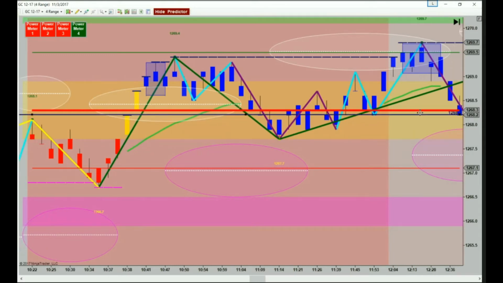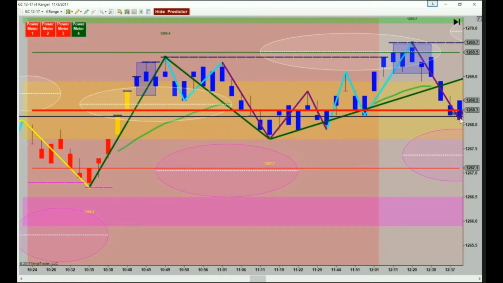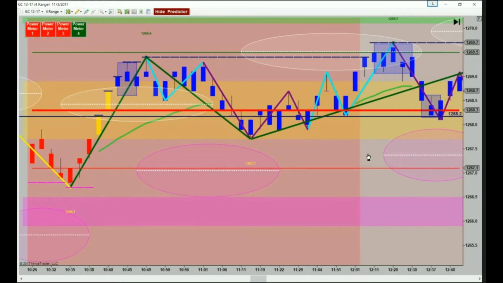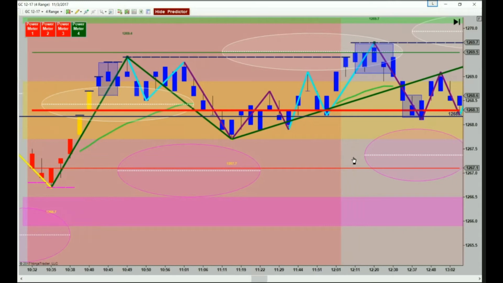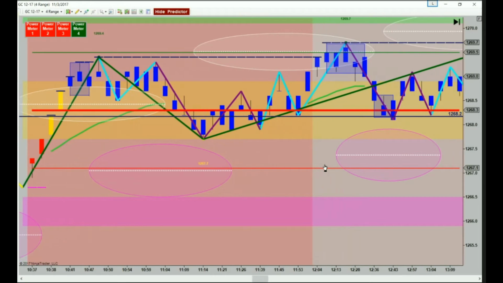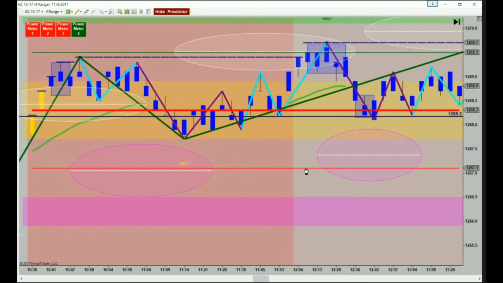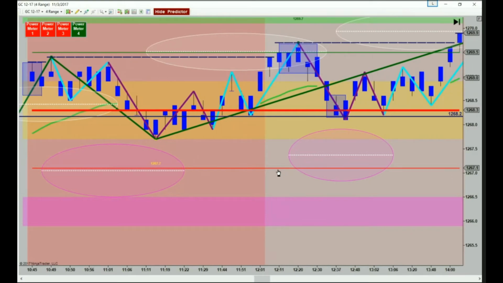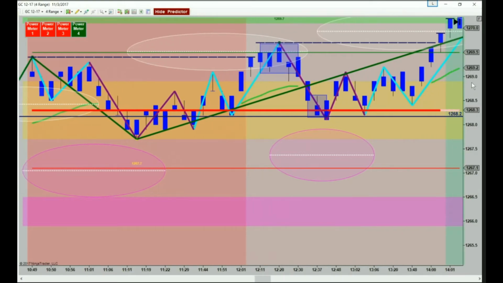That's support. Okay, that's a little bar right there, right? So let's just box it in, see if we can get another trade. Still okay. Still okay. See how to do that?